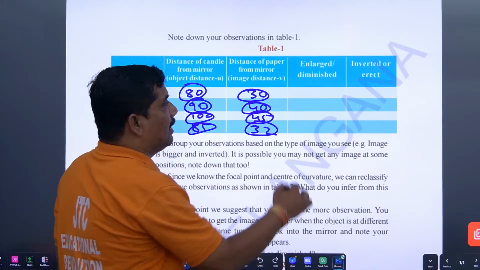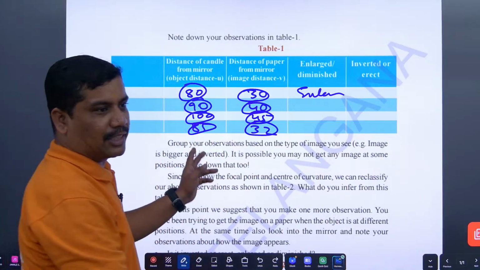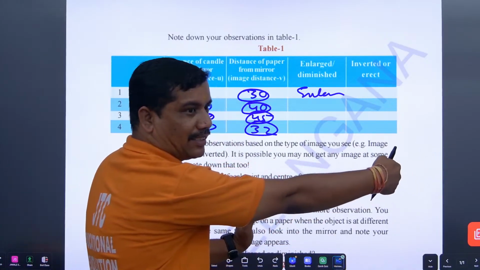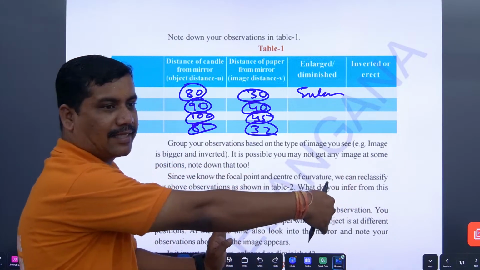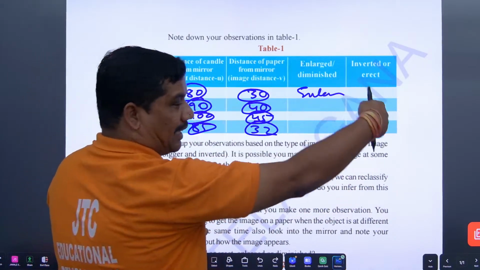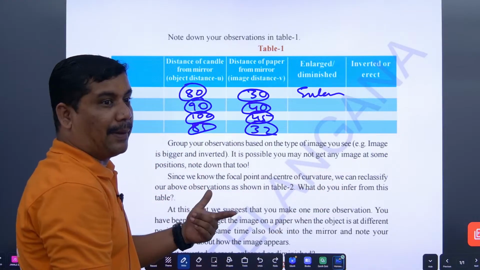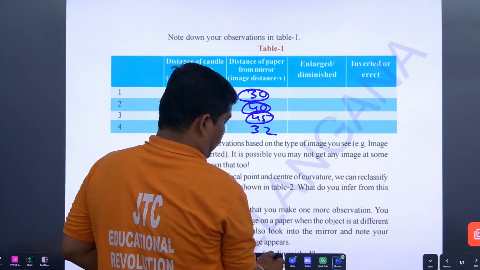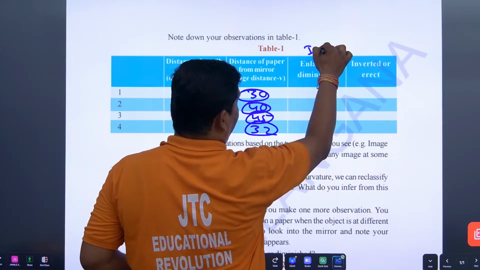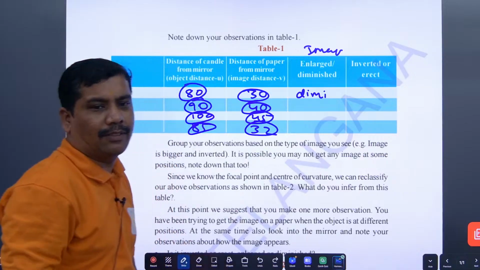See, if object distance is more and image distance is less, then the image will be diminished. Just now I said 98 centimeter, 40 centimeter. Object distance was more, image distance was less. That means the object was on the right side, if I stand like this, and the image was on the left side. So if that happens, the image will be diminished. Here they are asking about the image, so the image will be diminished. Getting this point, everyone?